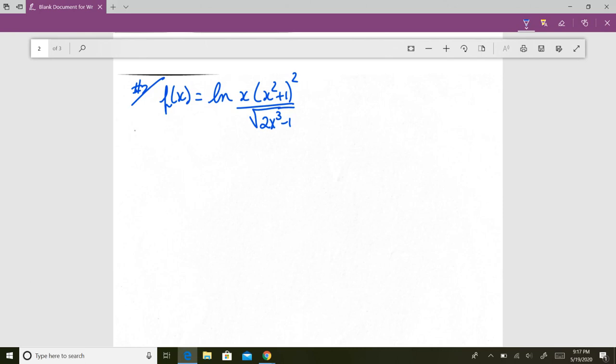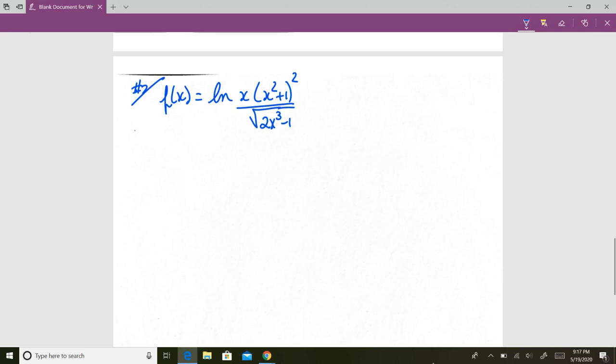Now, if you were going to do this without simplifying it, you've got a product rule on top and you've got a quotient rule with the denominator. Plus you've got a chain rule in here with this 2. That is going to be an absolute gong show to do. So we use the log rules to make our life easier.